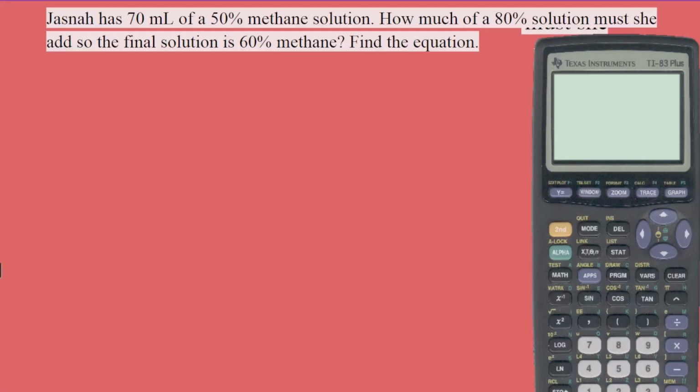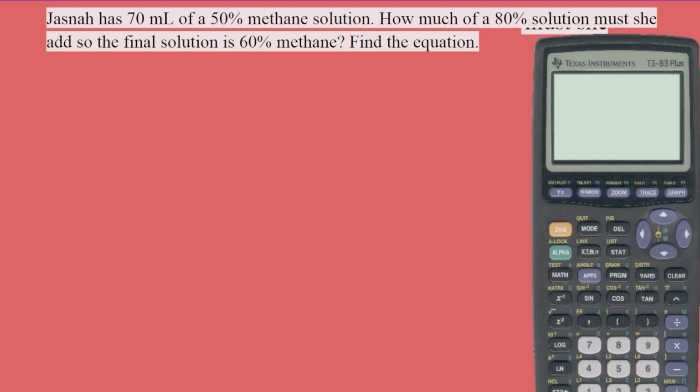Let's look at some mixture problems for math for college algebra. Jasna has 70 milliliters of a 50% methane solution. How much of an 80% solution must she add so the final solution is 60%? Find the equation. So we have milliliters and percents.